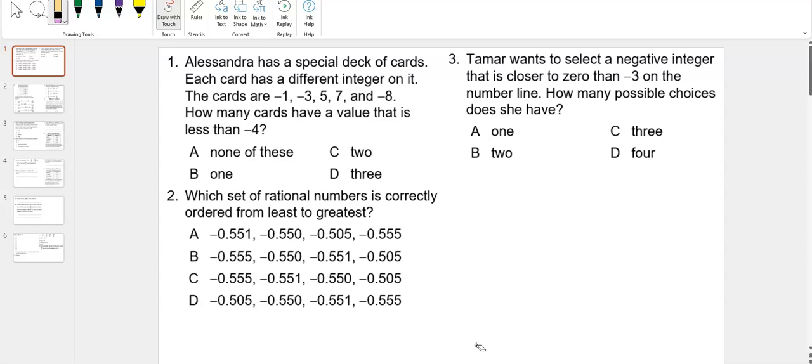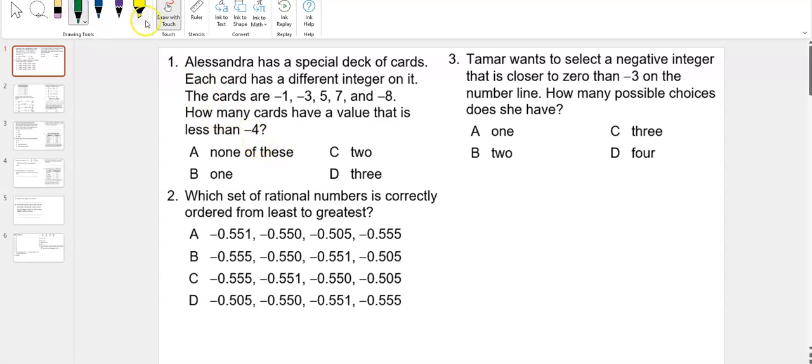The first one here we're going to look at is Alessandra. Alessandra has a special deck of cards. Each card has a different integer on it. The cards are -1, -3, 5, 7, and -8. And we want to know how many of these cards have a value that is less than -4.